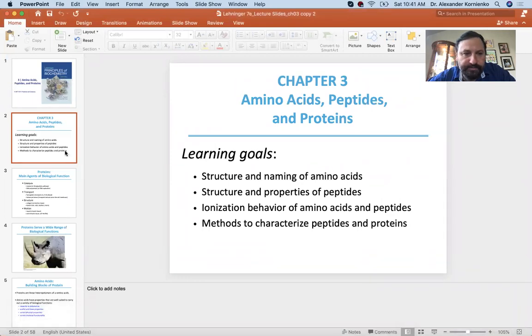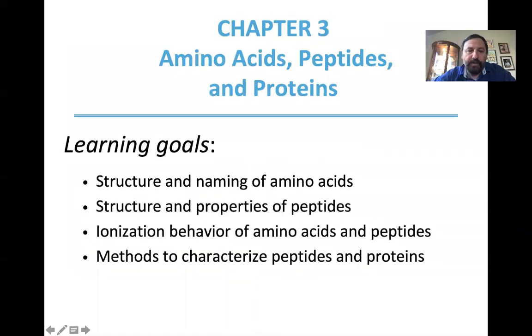So here are the slides. You have those slides. In presentation mode, as usual, we're going to start with the learning goals. These are the goals that I want you to focus on when you study, and these are the goals we're going to be using when I test you. Let me set my timer for 48 minutes.